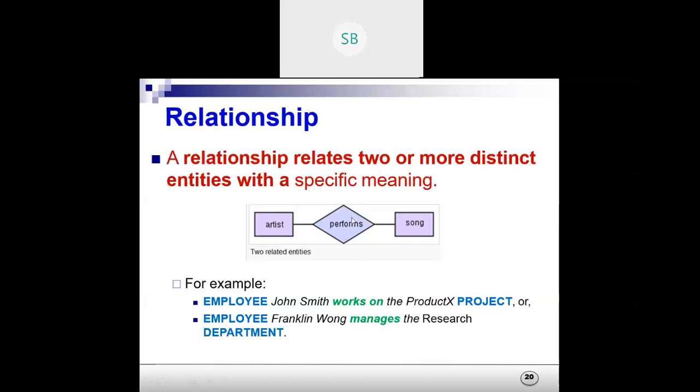Always remember, the word you use for the relationship must be a verb. Suppose we have employee works on the project. Similarly, employee manages the research department. So you have to find out the relationship. It's totally conceptual.